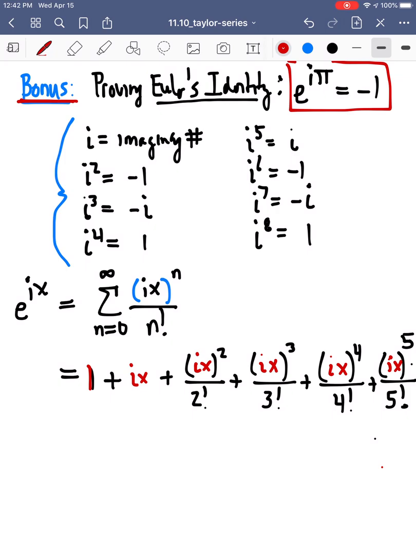Okay, so what we're going to do next is use all those properties of the imaginary numbers to start writing out the terms of those i to whatever powers. So the 1 is just a 1. The ix, i is just the 1st power, that is just i times x. Next term, we have ix quantity squared. Well, that's an i squared times an x squared, and we saw that i squared is a -1. So the next term is a minus x squared over 2 factorial.